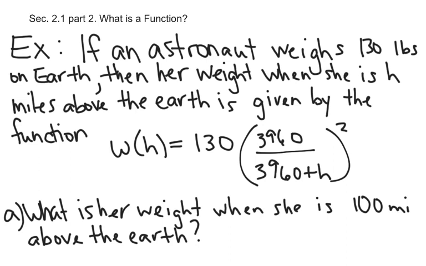If an astronaut weighs 130 pounds on Earth, then her weight when she is h miles above the Earth is given by the function w of h is equal to 130 times (3960 over 3960 plus h) squared. What is her weight when she is 100 miles above the Earth? Well, all you have to do is find out what w of 100 is. So I'm going to plug in 100 for h.